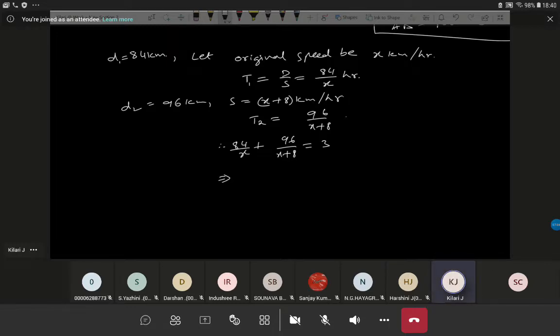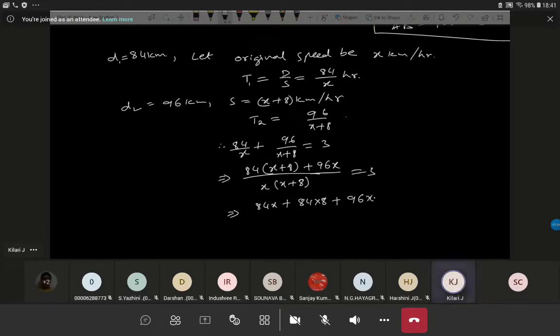By simplifying it, we will get a quadratic equation, and by solving it, we will get the original speed, that is x kilometers per hour. The LCM of the denominators is x into x plus 8. The numerator will be 84 into x plus 8 plus 96x equal to 3. Then we have 84x plus 84 into 8 plus 96x upon x square plus 8x is equal to 3.